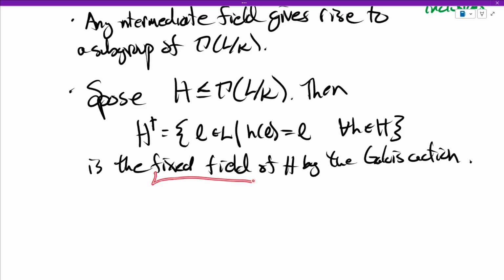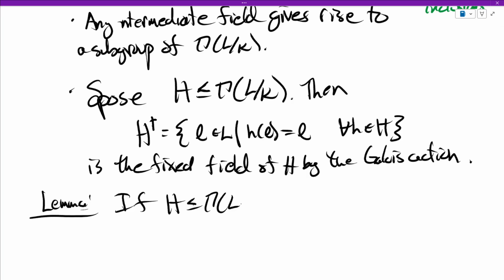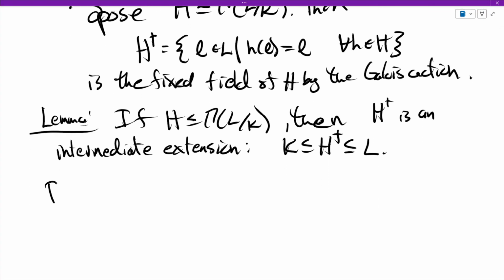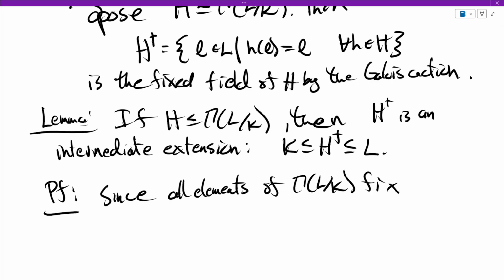And why are we justified in calling it the fixed field? Well, lemma. If H is a subgroup of the Galois group of an extension, then H dagger is an intermediate extension. So that means that K is contained in H dagger is contained in L. Proof. Since all elements of the Galois group fix K, K has to be a subset of H dagger, because it's the elements that are fixed by just the elements in H. If every element of the Galois group fixes all of K, then certainly the elements of H do.